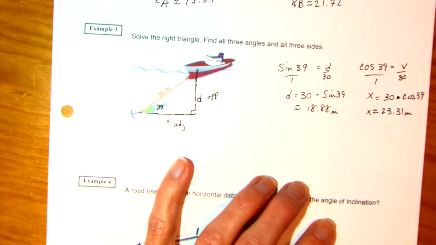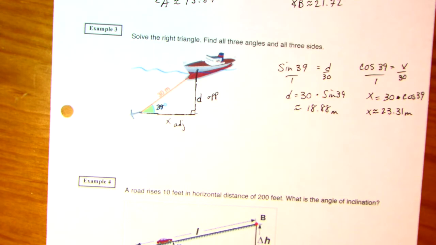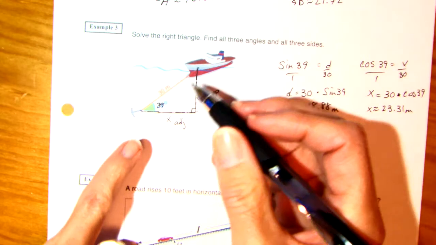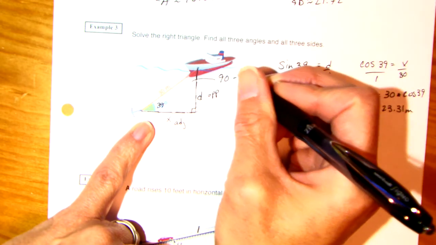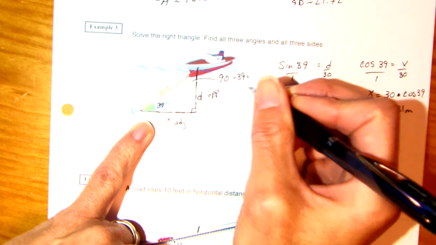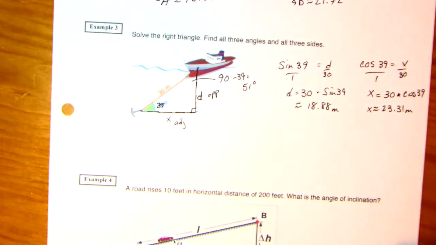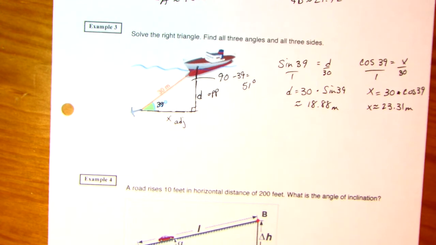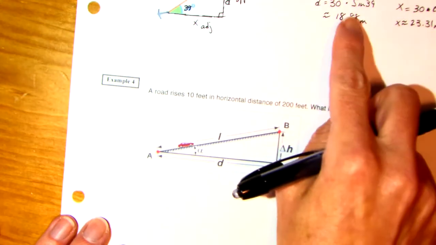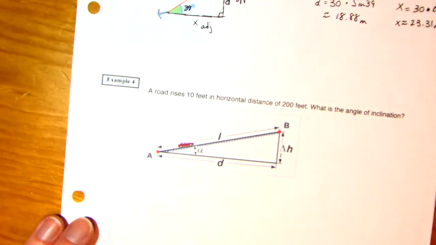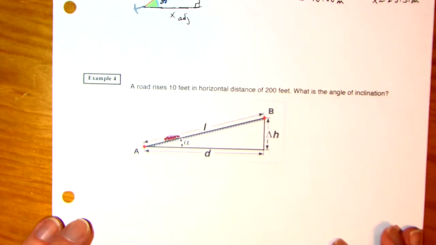All right, so far so good. Last but not least, because it says find all three angles, all three sides. Well, if I know this angle, how do I find this angle? Take 90 minus 39, which is 51 degrees. Okay, uneventful. And let's see here. Now, you could do a check if you want to do Pythagorean theorem with all three of those sides to see if it works out, but it should.